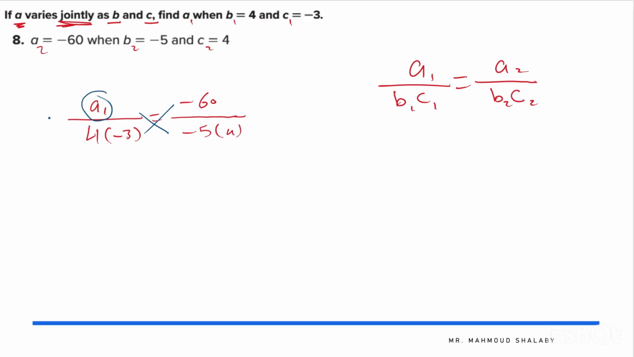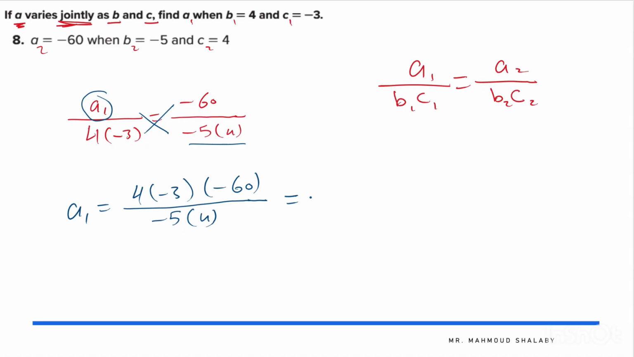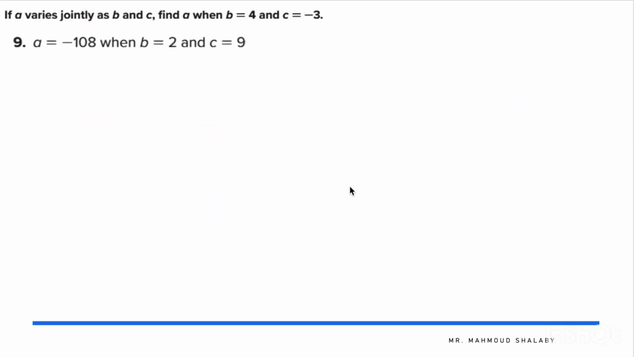I want to find here A1. So A1 equals, remember guys, the two connected values, multiply them. So 4 multiplied by negative 3 multiplied by negative 60, divided by the standalone value here, which is negative 5 multiplied by 4. Now I will use the calculator to calculate this, so it will lead you to A1 equals negative 36.